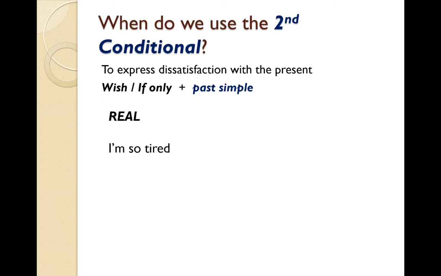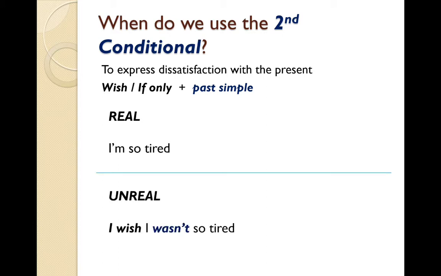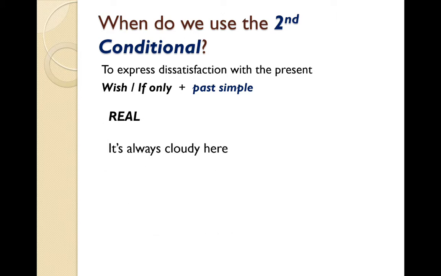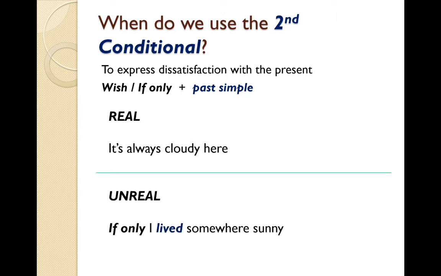Reality, I'm so tired. And I wish I wasn't so tired. So we're imagining a different present reality because we are dissatisfied or unhappy with the real or true situation. Reality, it's always cloudy here. If only I lived somewhere sunny. Or I wish I lived somewhere sunny.